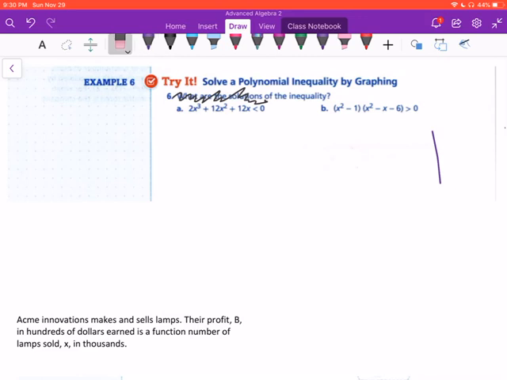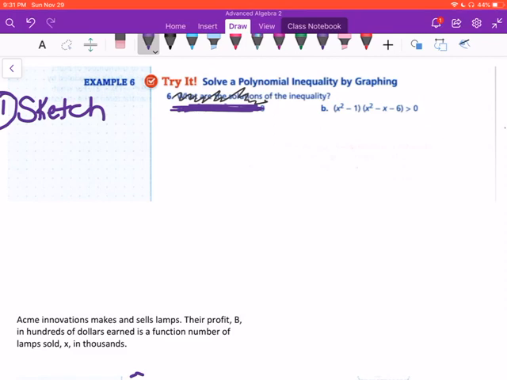So how do I solve a polynomial inequality by graphing? Well, the first thing I need to do is be able to sketch it. So number one, you're going to just try to sketch it. We're going to skip example A, but we're going to work on part B. Okay, so I want to sketch it.